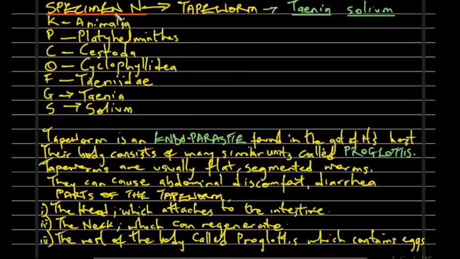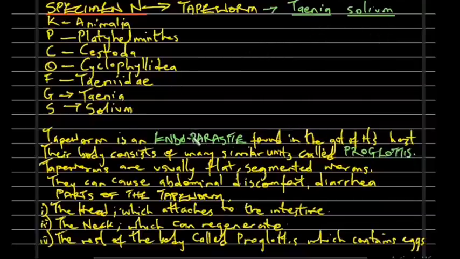We have the kingdom to be Animalia, the phylum to be Platyhelminthes, the class to be Cestoda, the order to be Cyclophyllidea, the family to be Taeniidae, the genus to be Taenia, and the species is solium. And that is why the scientific name or the zoological name is called Taenia solium.